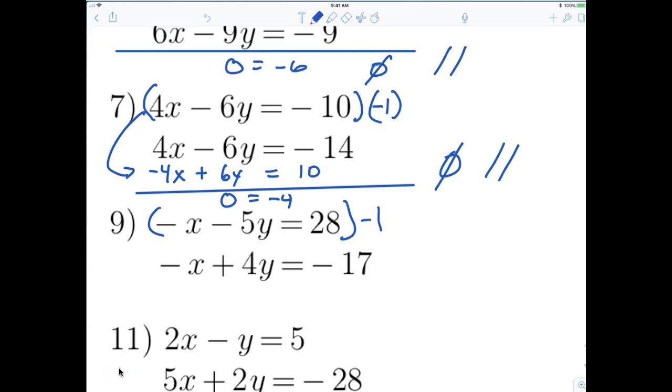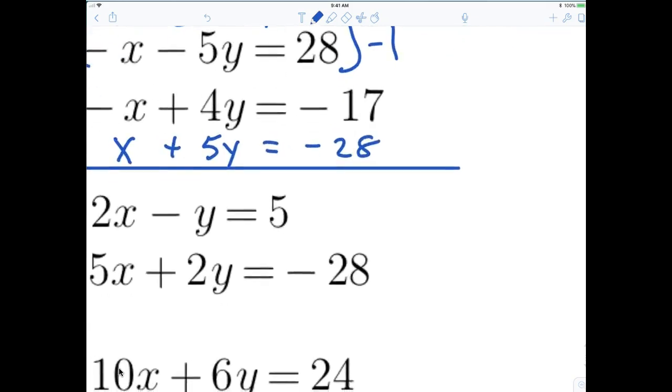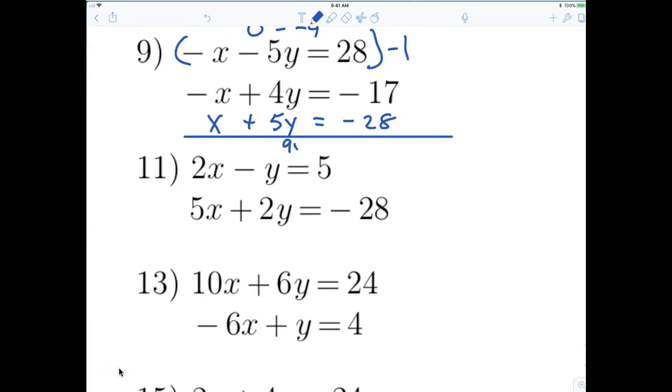All right? And if I multiply the top by -1, I end up with x plus 5y = -28. And now when I add, 9y = -45. y equals -5. So now we would say y equals -5.